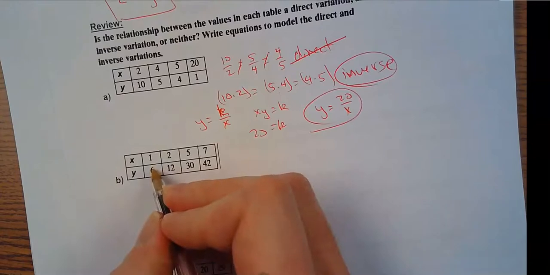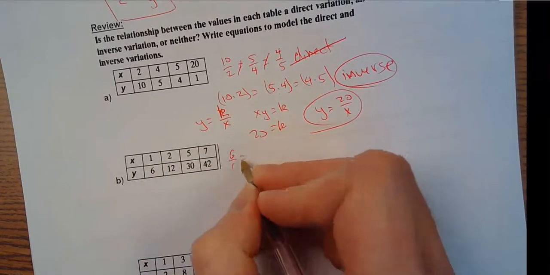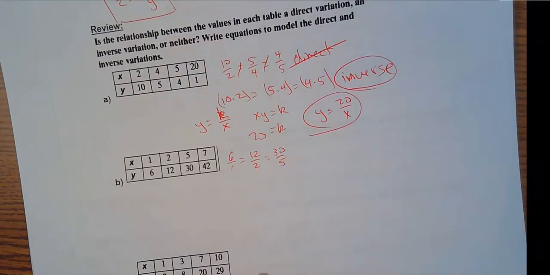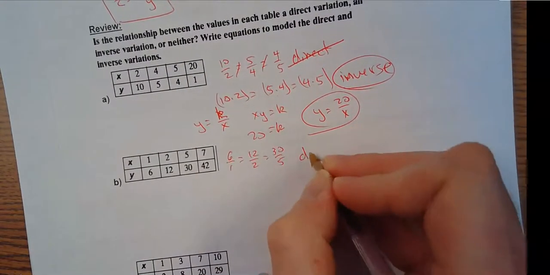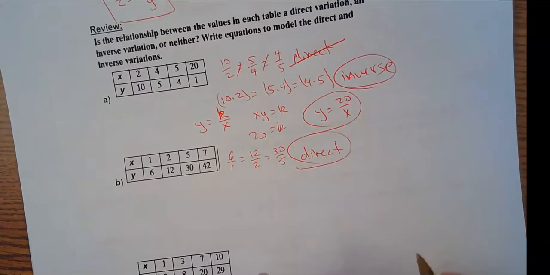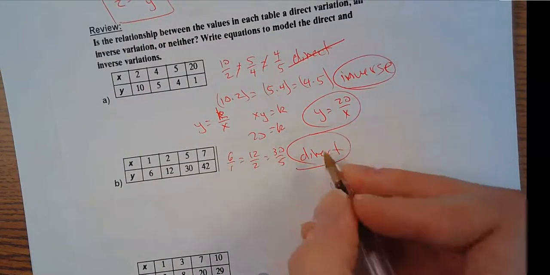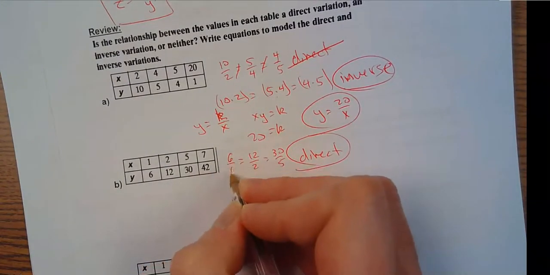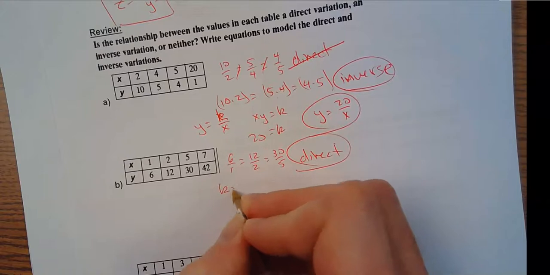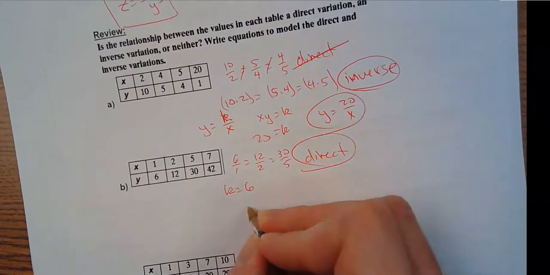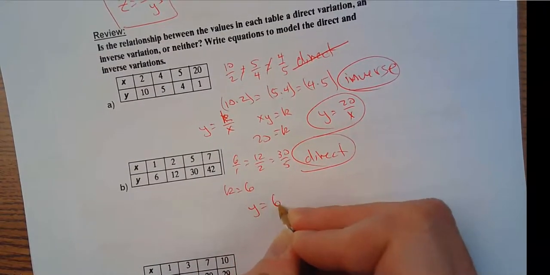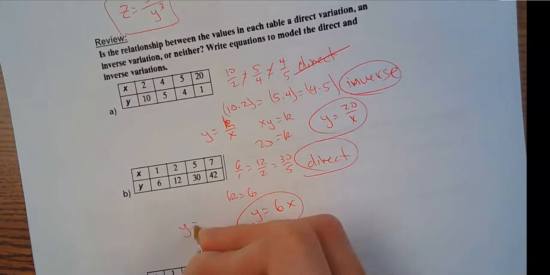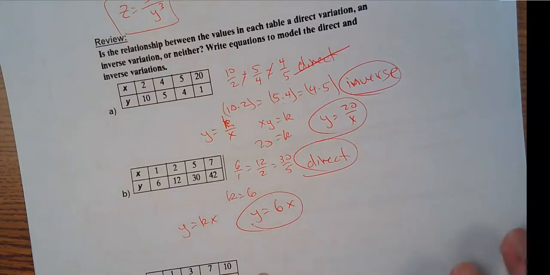Okay, check all these. Is 6 divided by 1 the same as 12 divided by 2, the same as 30 divided by 5? They're all 6, so that is direct. If you remember from yesterday, the constant of variation is the quotient, 6, so k equals 6. So this one's going to be y equals 6 times x. Let's plug that in for k, because y equals kx is the standard one.